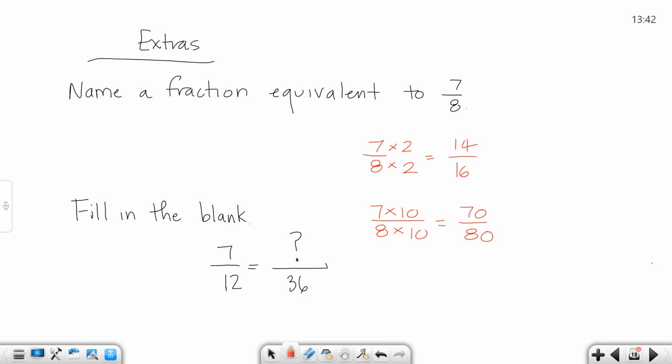All right, looking at this next one, I'm trying to fill in the blank. So I can think for a second. If I was trying to make this red equation true, 12 times what would give me 36? Well, I know that to get from 12 to 36, we multiplied by 3. So if I multiply by 3 on the bottom, I can also multiply by 3 on the top, and this number would be 21. So you'd have 21 over 36.